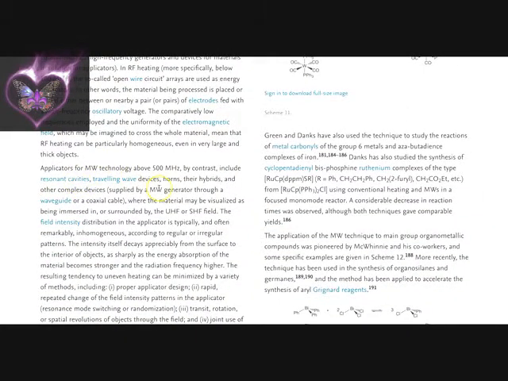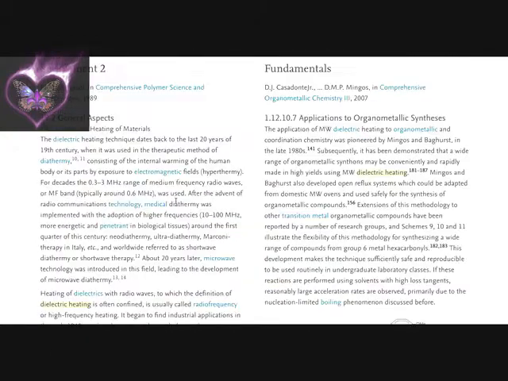Applicators for microwave technology above 500 megahertz, 5 gigahertz, by contrast, include resonant cavities, traveling wave devices, horns, they're hybrids. Okay. Applications to organometallic syntheses. The application of microwave dielectric heating to organometallic and coordination chemistry was pioneered by Mingos and Baghurst in the late 1980s. That's interesting. Mingos and Baghurst, huh?